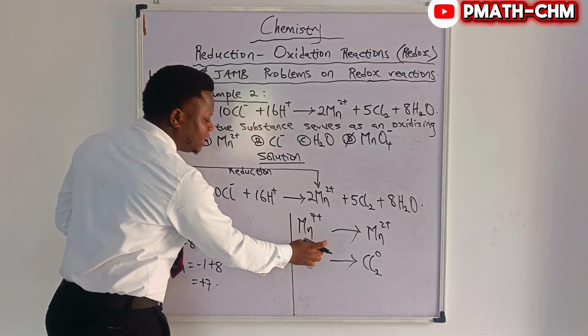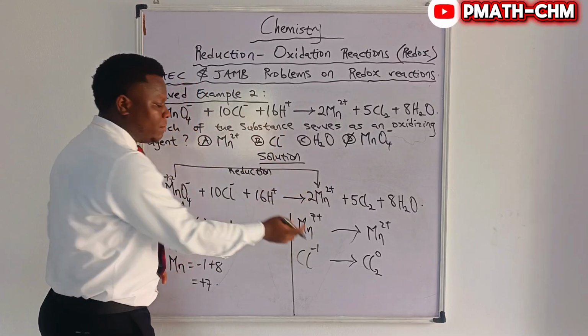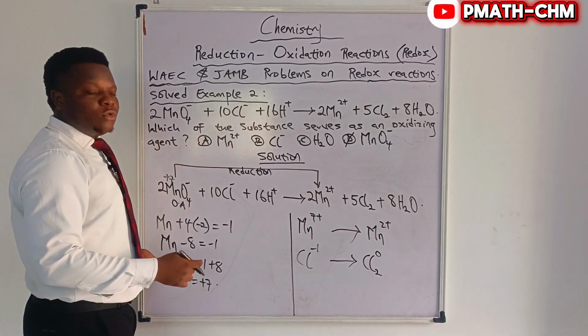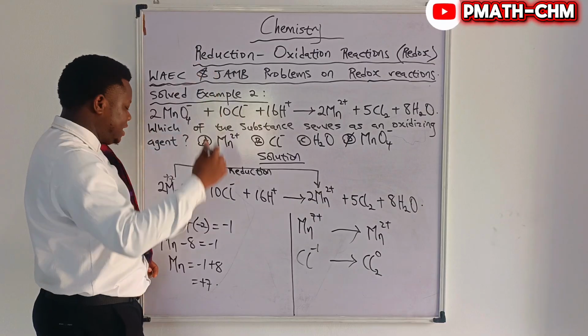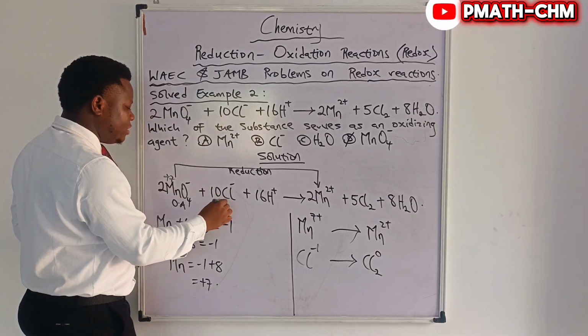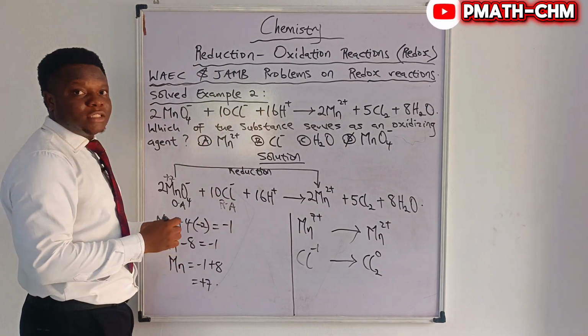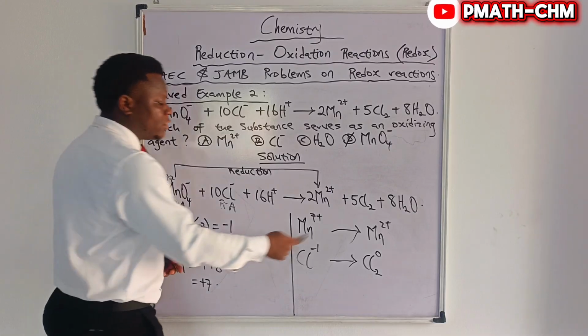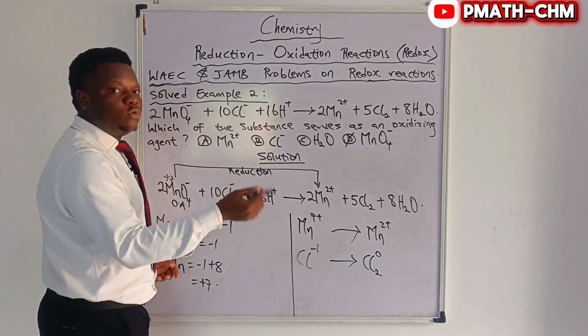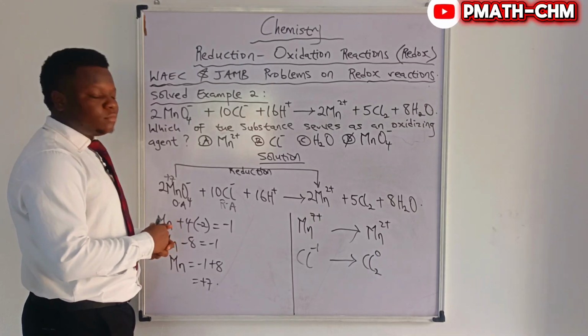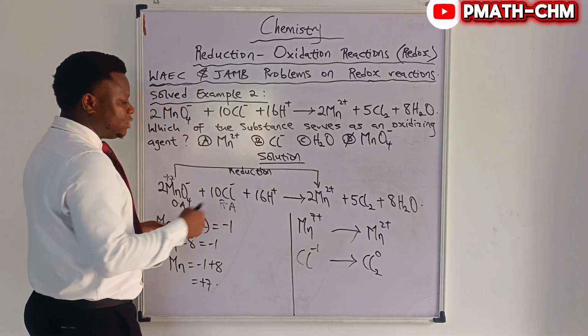So it means the oxidation state of what now? Chlorine increased from -1 to 0. So that substance whose oxidation state increases, okay, is your reducing agent. So this is your reducing agent. Now, why did it increase? Because what? This substance now did what? It lost electrons. When you lose electrons, your oxidation state will increase.